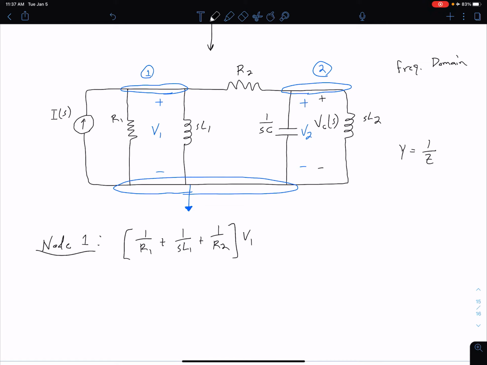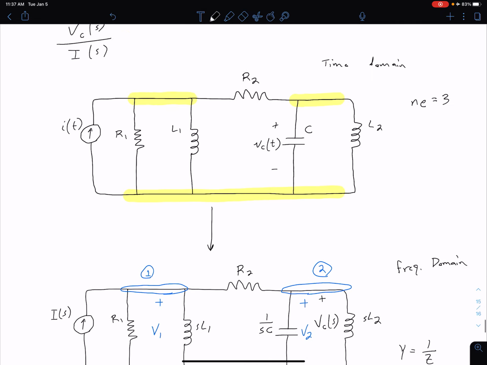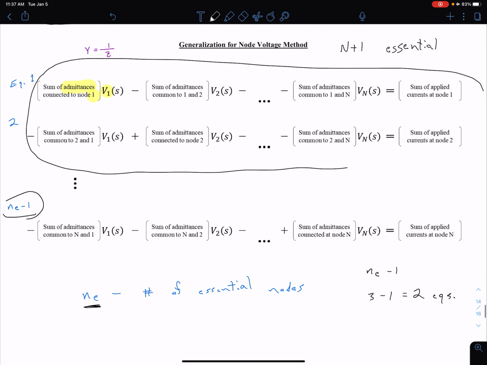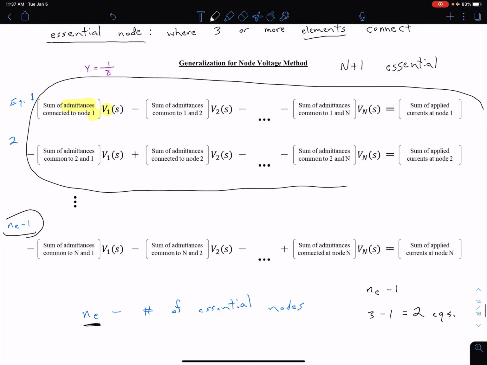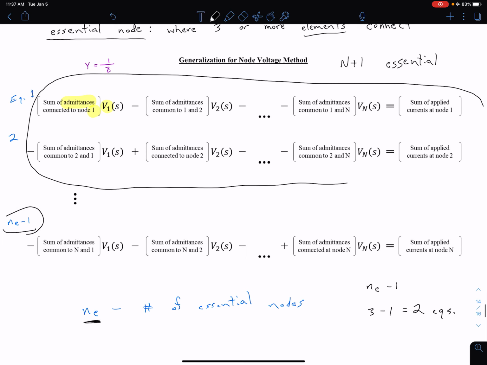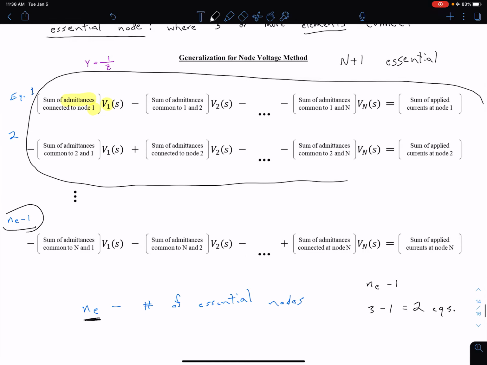And I'm not going to include the (S) again because sometimes it can be confusing. It looks like you're multiplying by another S. That's up to you. If you prefer to leave it, that's fine. Just be careful not to confuse yourself. Okay, so moving on to our next term then. For our next term, we have the sum of admittances common to node 1 and node 2. We're subtracting, and we're multiplying that by V2.